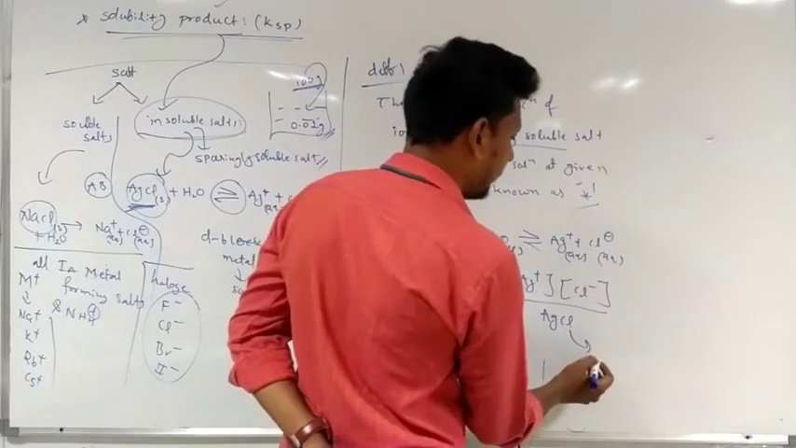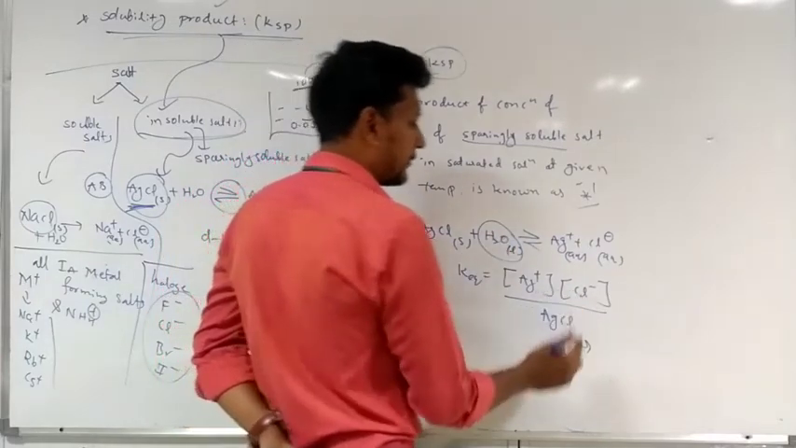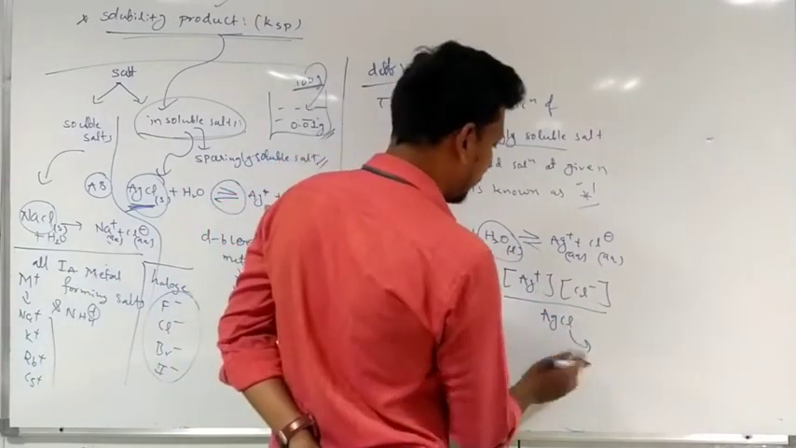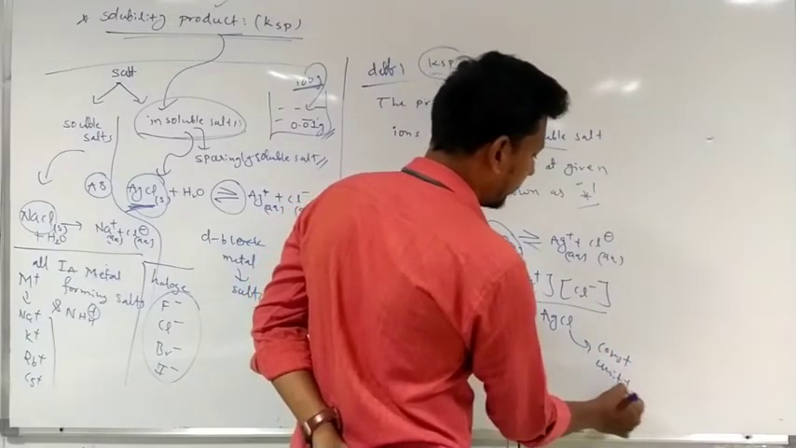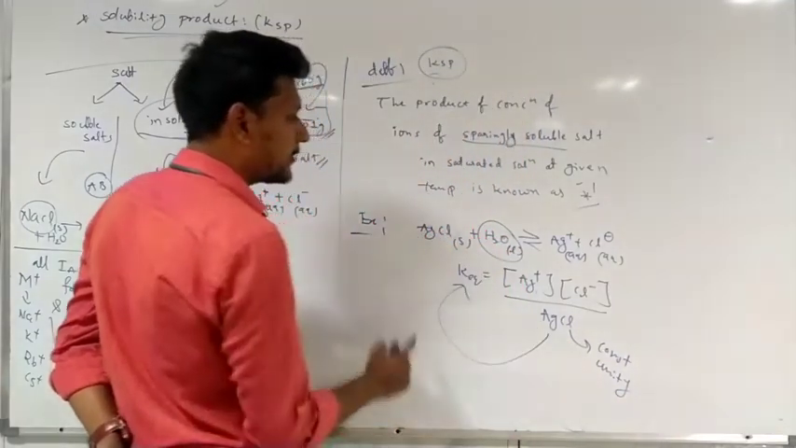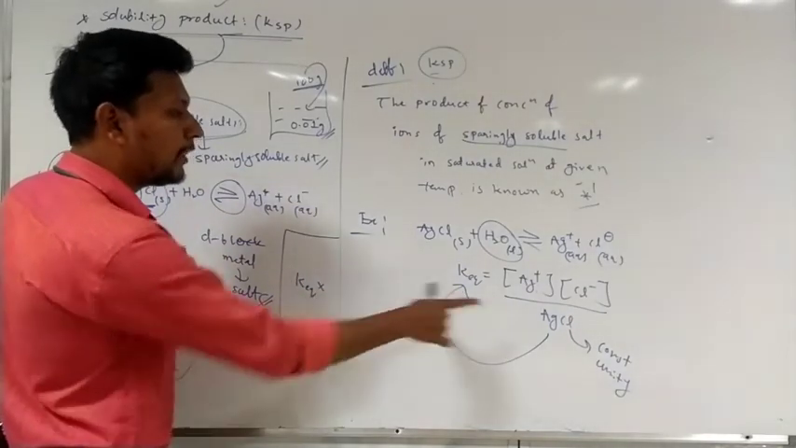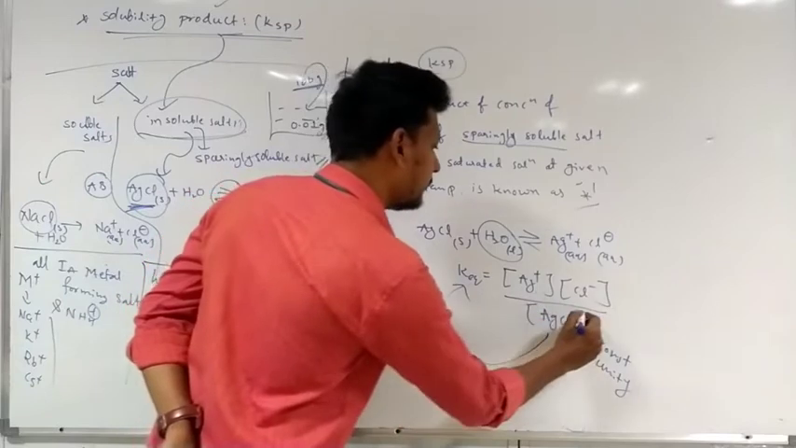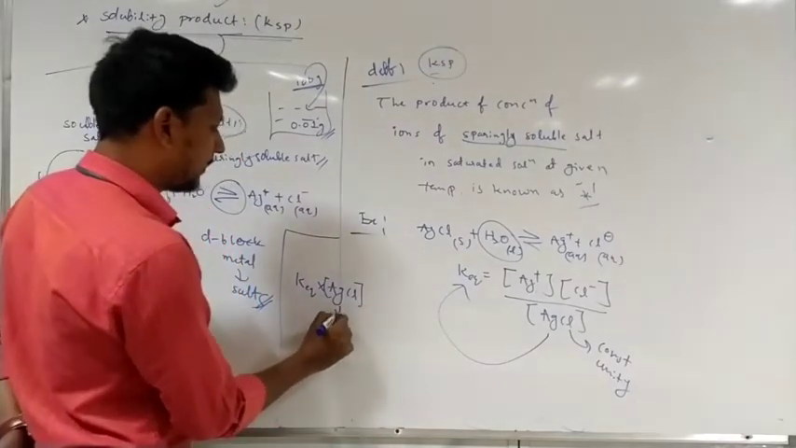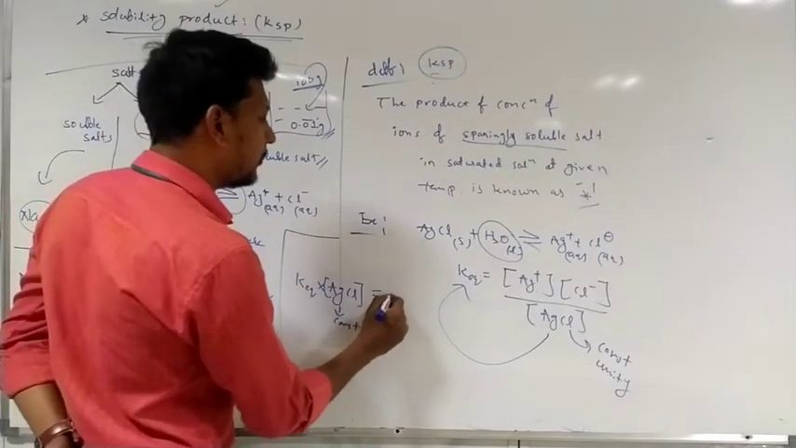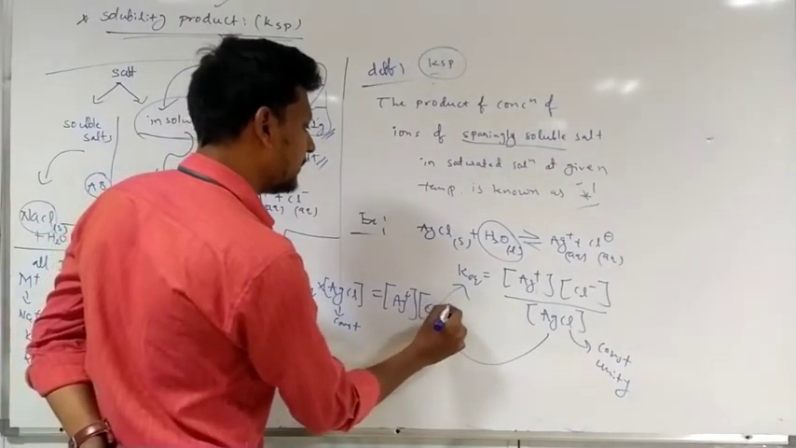In the textbook this is not mentioned, but here AgCl is going to dissolve in water. AgCl is a constant, or it is considered as unity. So this constant moves to the other side, and it can also be written as K equilibrium times the concentration of AgCl, which is equal to the concentration of Ag+ times the concentration of Cl-.